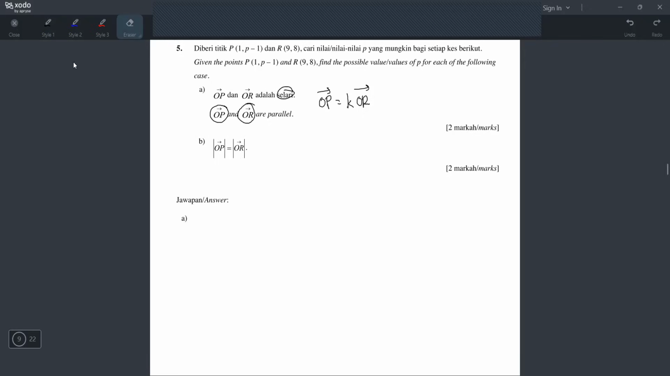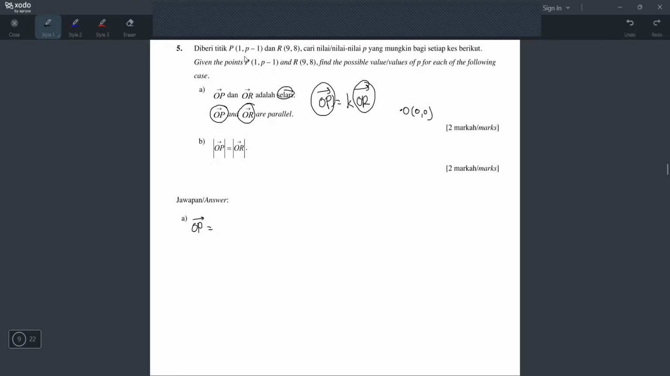So we will do it like this for this question. But before we do this, first we have to make sure we have vector OP and vector OR. But we don't have vector OP and OR. So what can we do? We can find out vector OP and OR first. How do we find vector OP? Okay, O is the origin. O is the origin. It means going from O, it means going from 0, 0.